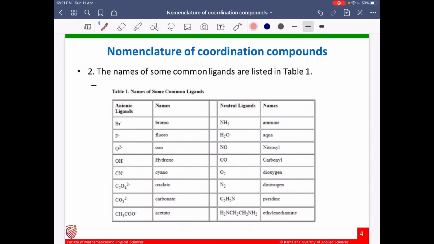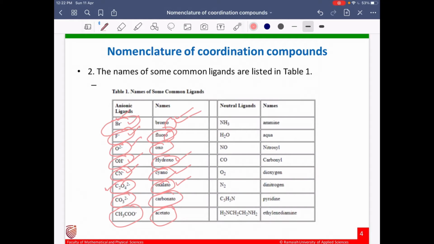These are the names of some common ligands. Anionic ligands: bromo, fluoro, oxo, hydroxo, cyano, oxalato, carbonato, acetato. Here we can see most of these anionic ligands, their names end with O. For example, bromide became bromo. Hydroxide became hydroxo. Cyanide becomes cyano. Oxalate becomes oxalato. So the anion name ends with O.